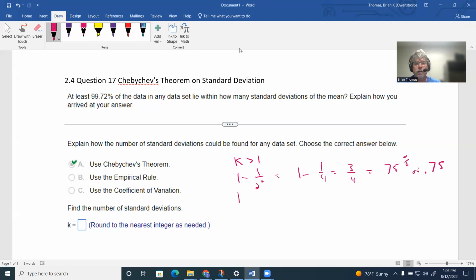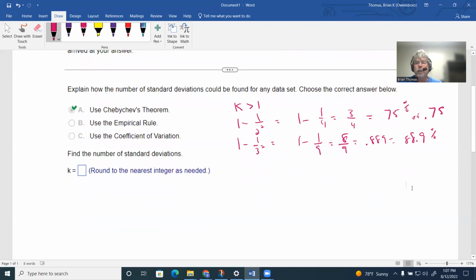If I used 3 standard deviations, that would be 1 minus 1 over 3 squared. That's going to be 1 minus 1/9, which as a fraction is 8/9. And as a decimal, if I rounded, it'd be 0.889, or 88.9% of the data would be within 3 standard deviations. So that's kind of where we are. We're looking for this K.